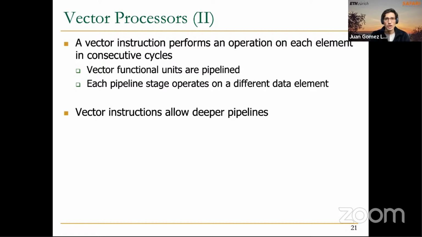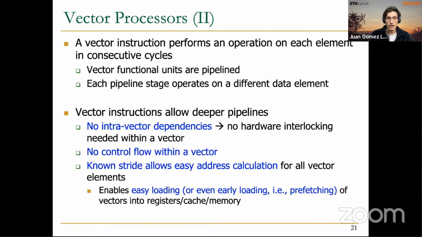Typically in GPUs, we talk about 32 processing elements. That's going to be the typical vector length in GPUs, as we will see. So this long vector length allows us to create deeper pipelines, because there are several advantages here. The first thing is that there are no intra-vector dependencies, so no hardware interlocking is going to be needed. We don't need to stall the pipeline because there is some dependence across the elements or the operands that are being used and where the execution is happening.